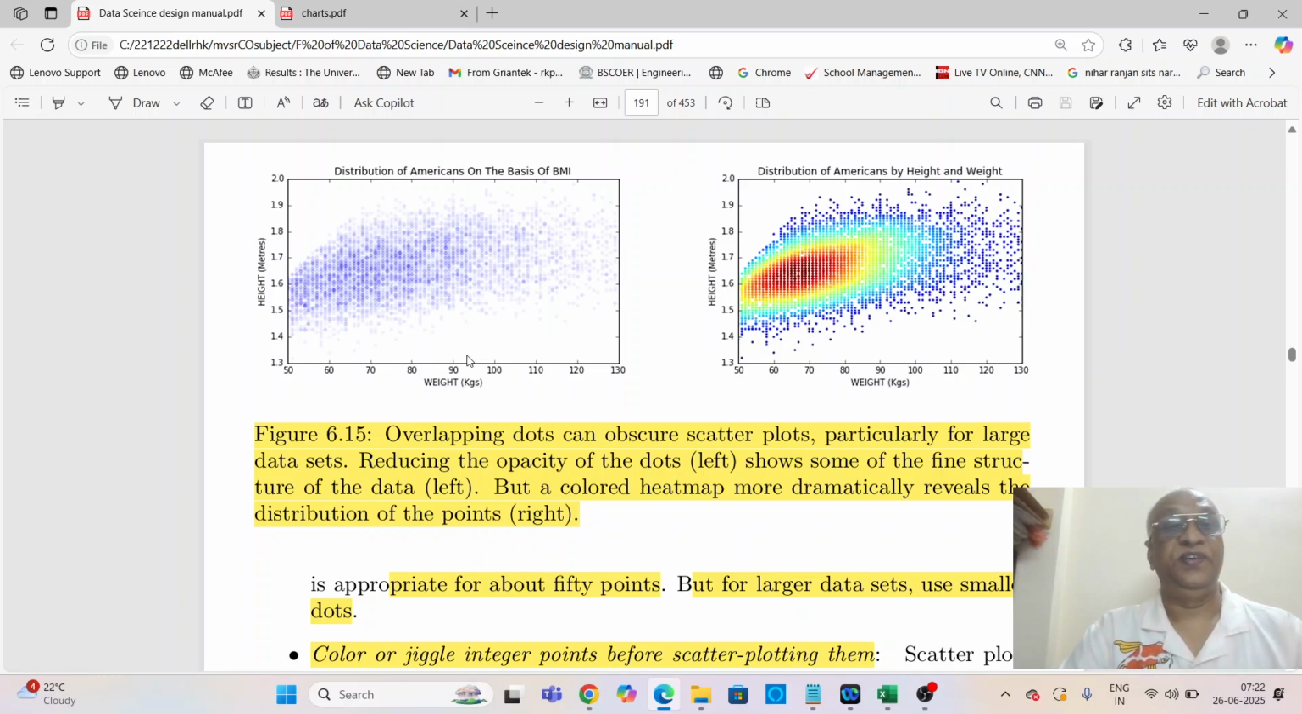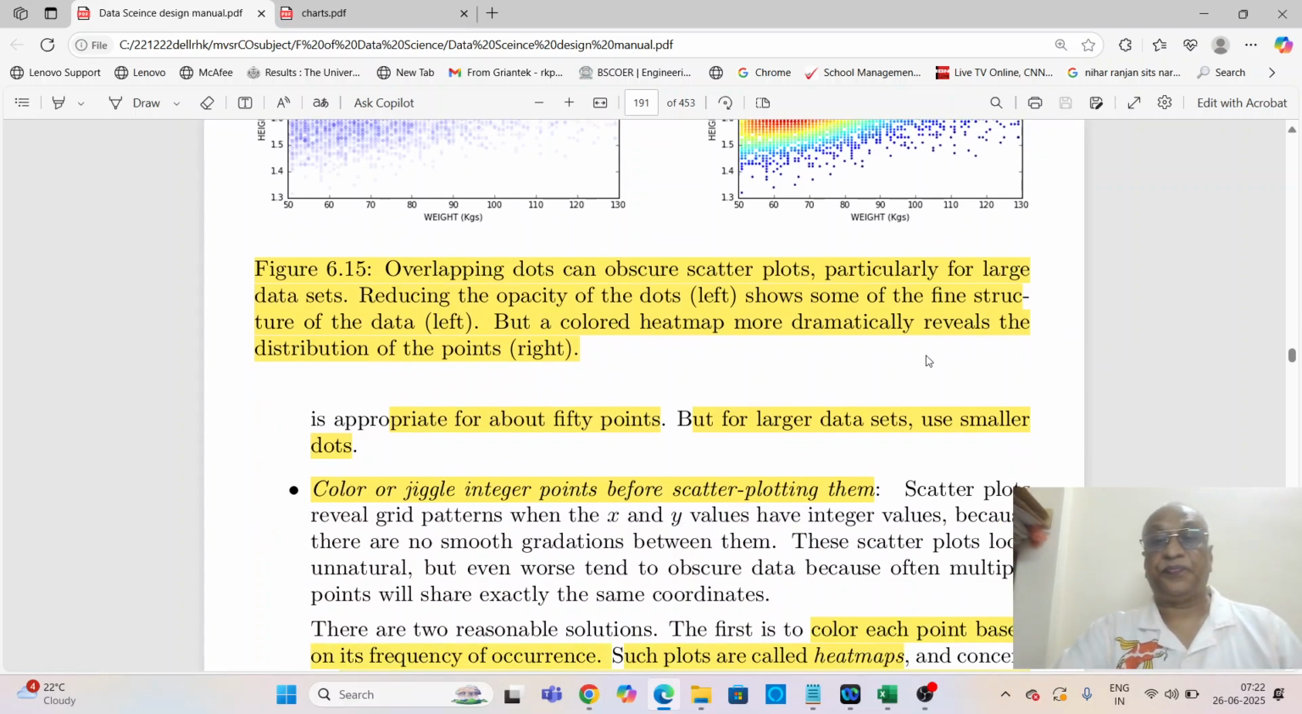You can see here figure 6.15. If you have overlapping dots, they will be obscuring the scatter plot. Whenever you have a larger data set, you can reduce the opacity of the dots. So here you have reduced the opacity, right? So it is showing the clarity more clearly. But if you instead go for a heat map which has color coding, it is a better depiction or representation.